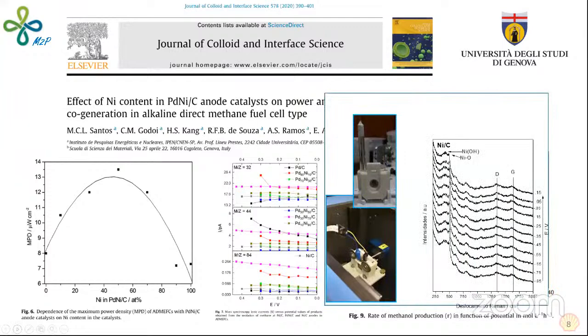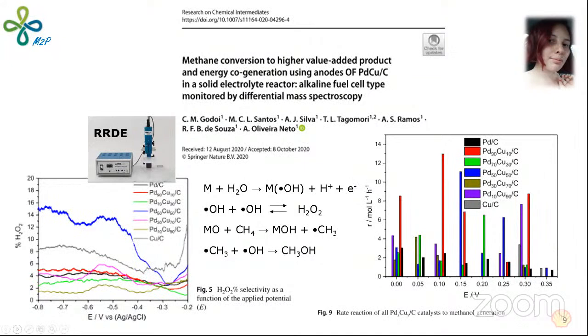Rotatory RRDE to estimate which would be the most active materials. And we verify that there is an optimal composition for the activation of water necessary to obtain the best yield in the total production of methanol. We see that this range is between 5% and 6%.